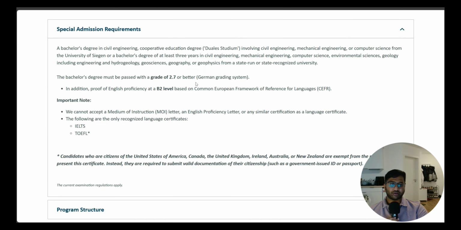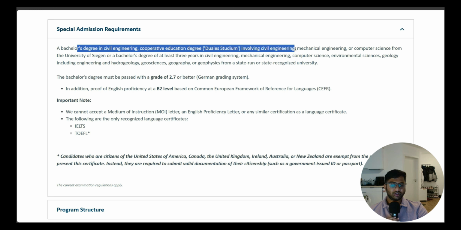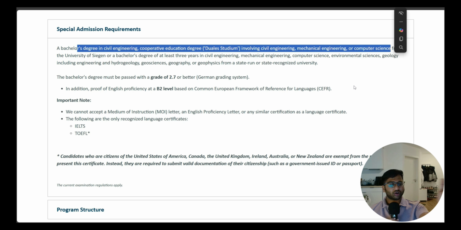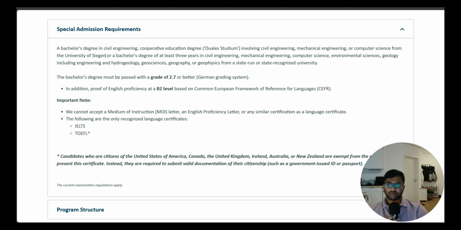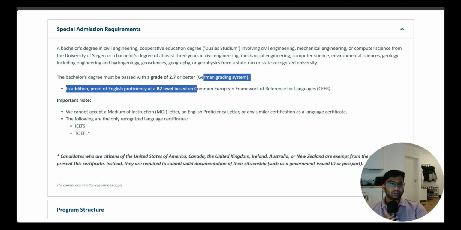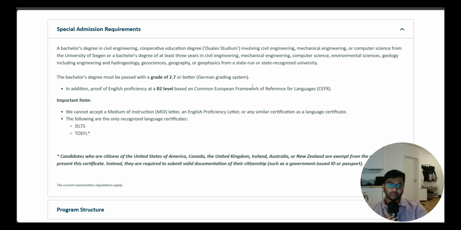Then what are the admission requirements that you need to fulfill in order to apply for this particular course? You need to have a bachelor's degree in civil engineering, or a corporate education degree involving civil engineering, mechanical engineering or computer science, because I think there will be specializations respective to computer science, mechanical and civil. That's the reason they are accepting from all three streams. Then from the University of Siegen or any other respectable college in civil engineering, mechanical or environmental computer science, you need to have a bachelor's degree, which must be passed in whole. So only if you have finished your degree can you apply, with a grade of 2.7 or better in the German grading system. And we have shown you so many times how to convert it.